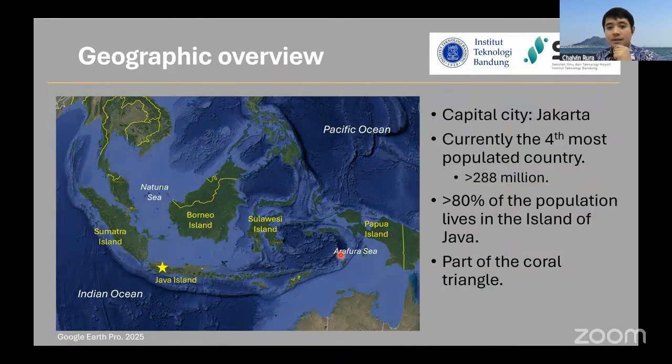One thing that is famous about Indonesia is that it's part of the Coral Triangle. Here I don't show the exact triangle because there's still some debate on the range of the Coral Triangle. Maybe some of you can raise your hand if you have ever heard of the term the Coral Triangle?